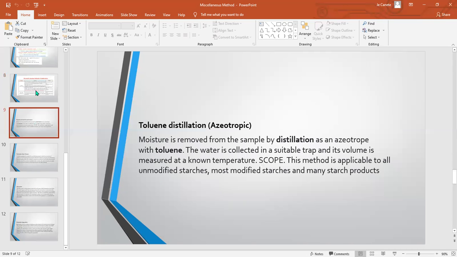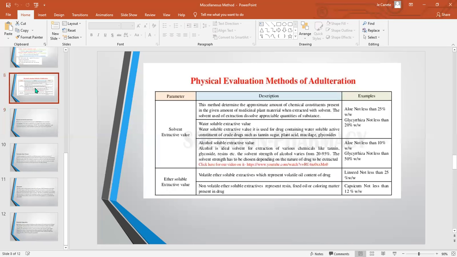Ether soluble extractive value. Volatile ether soluble extractive represents the volatile oil content of the drug. Example, linseed not less than 25%. Non-volatile ether soluble extractive represents resin, fixed oil or coloring matter present in the drug. Example, capsicum not less than 12%.